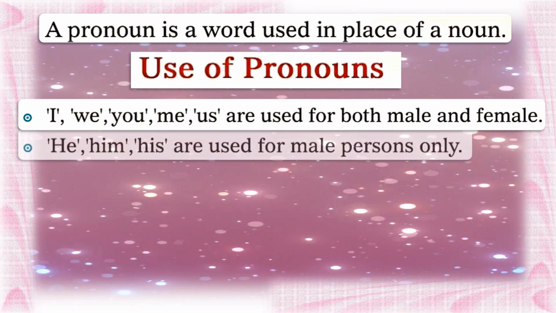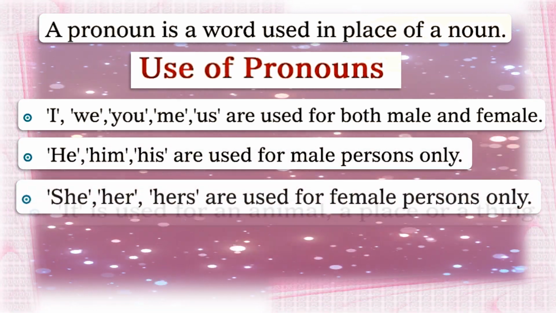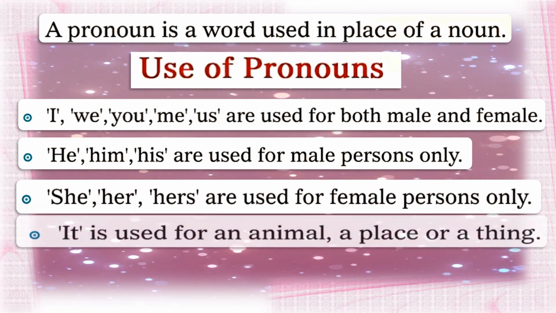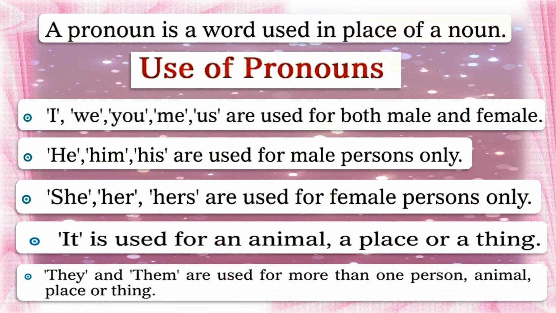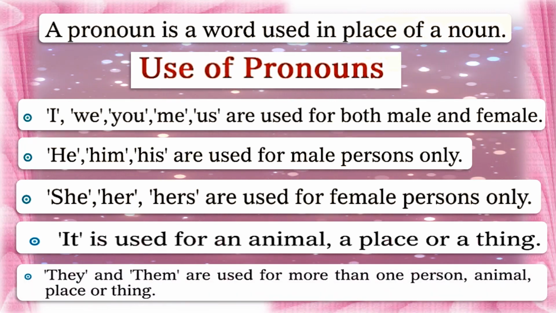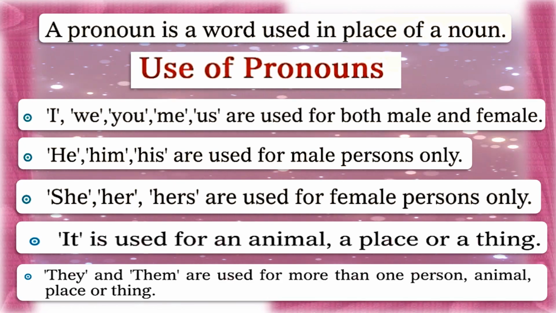I, we, you, me, us are used both for males and females. He, him, his are used for male persons only. She, her, hers are used for female persons only. It is used for an animal, a place, or a thing. They and them are used for more than one person, animal, place, or thing.